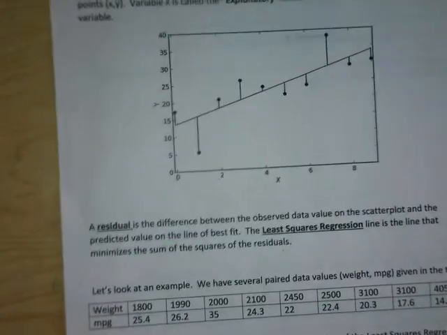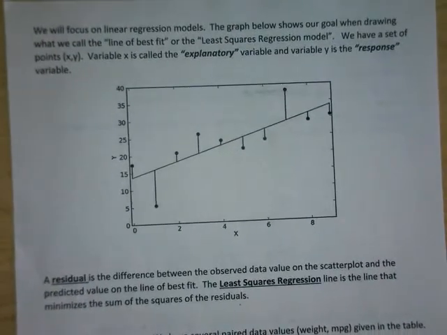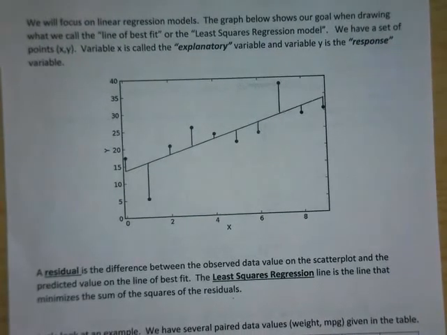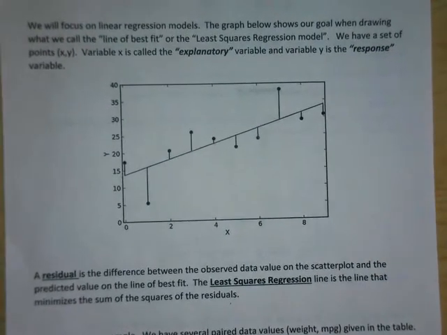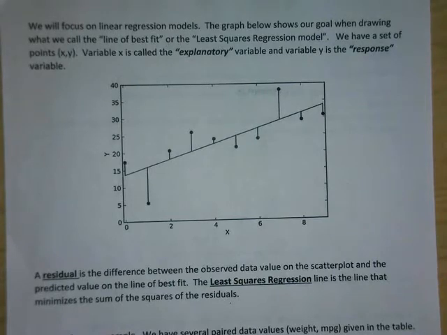Okay, so on the next page, here we're going to focus on a linear regression model. The graph below shows our goal when drawing what we call a line of best fit or a least squares regression model. We have a set of points x, y. Variable x is called the explanatory variable, and variable y is called the response variable. So in our example from before, the weight would be the explanatory variable, and the miles per gallon would be the response variable.